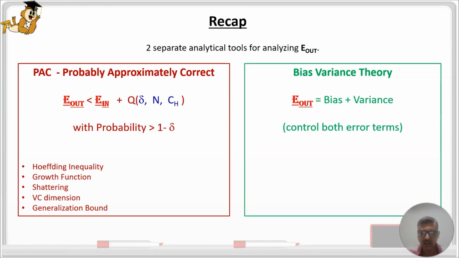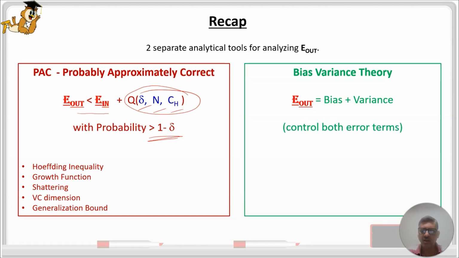Okay, a quick recap. We said that there are two separate analytical tools or theories for analyzing Eout, the out of sample error. We've spent a couple of lectures looking at the PAC theory, or the probably approximately correct theory, which relates Eout, the out of sample error, to Ein, the in sample error. And this was an equation that we established would hold with a probability greater than 1 minus delta, Eout being less than Ein plus another quantity that is a function of these parameters. So we've done that in the last couple of lectures.